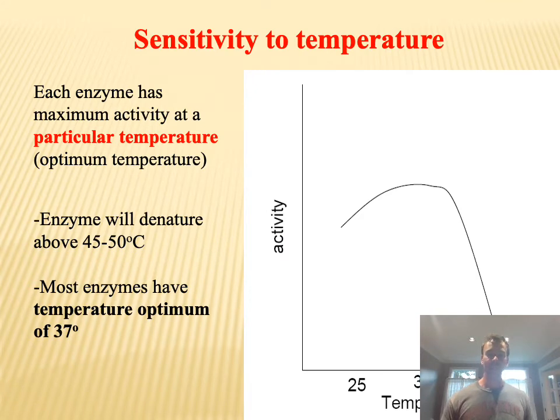So, just for example, each enzyme has a maximum activity or particular temperature where they operate. So this one goes up above 25, and then once you get a little bit higher, it starts to go down as the enzyme denatures. So typically enzymes denature above 45 to 50 degrees C, and they have an enzyme optimal temperature of around 37 degrees C. This is true for most bacteria, most enzymes in humans.